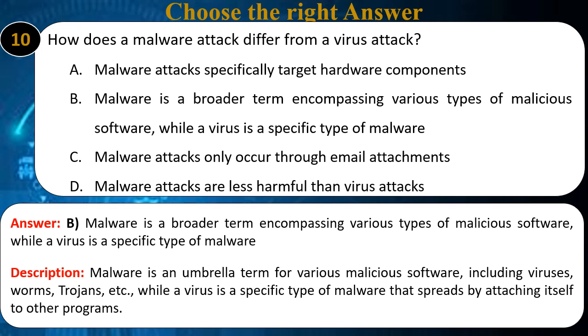The other options are incorrect because A. Malware attacks can target any system components, including hardware, software, and data. It's not limited to hardware. C. Malware attacks can occur through various methods, not just email attachments. Phishing scams, infected websites, social engineering, and compromised software downloads are just a few examples. D. Malware attacks can be just as harmful, if not more, than virus attacks, depending on the type of malware and its intended purpose. Some malware can cause widespread damage and financial losses, while others might be relatively minor threats.